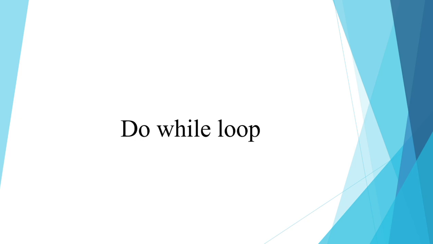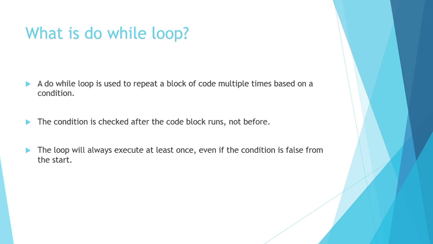your own projects. A do-while loop is a control flow statement that is used to repeat a block of code multiple times based on a condition. What makes it different from the standard while loop is that in a do-while loop, the condition is checked after the code block runs, not before. This guarantees that the loop will always execute at least once, even if the condition is false from the start.